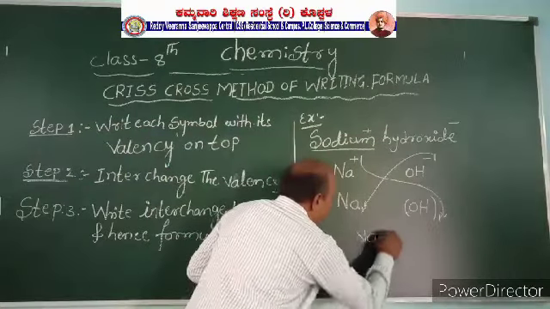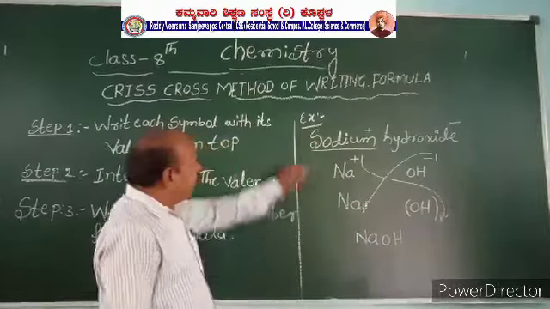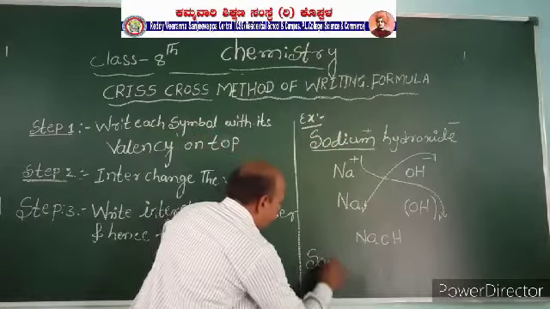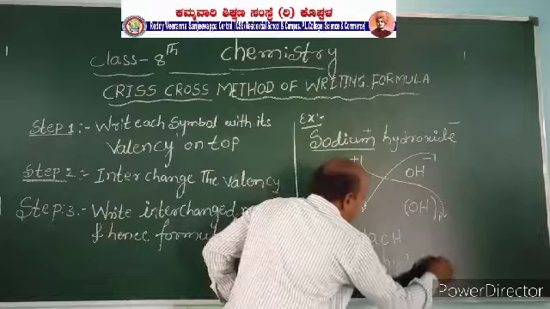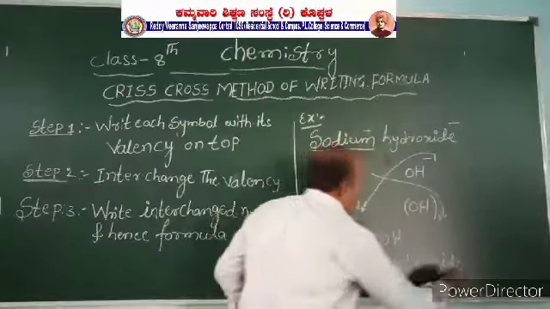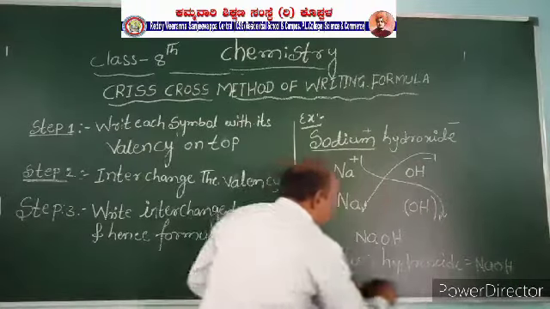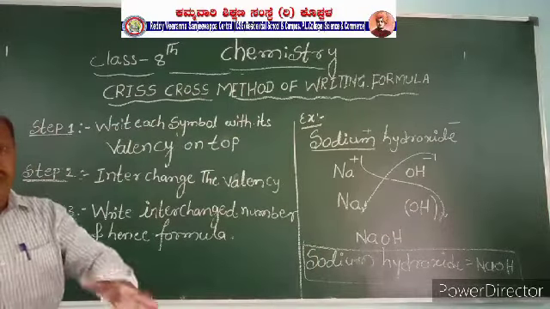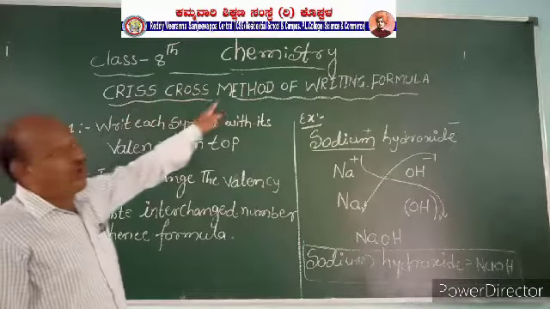Then the third step is to write the interchanged number. Sodium hydroxide: the chemical formula of sodium hydroxide is NaOH. Like this, you can write the chemical formula of any given chemical. First you must know the positive radicals and negative radicals. These are the three steps to write the chemical formula by the crisscross method.